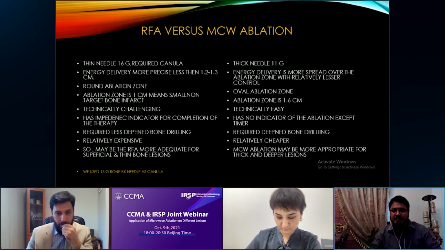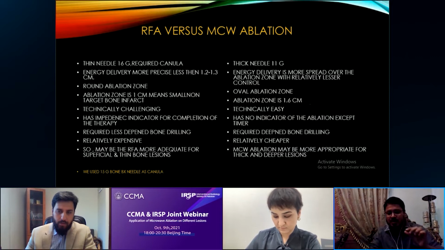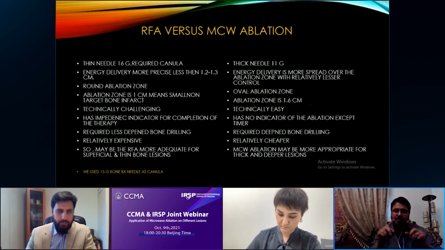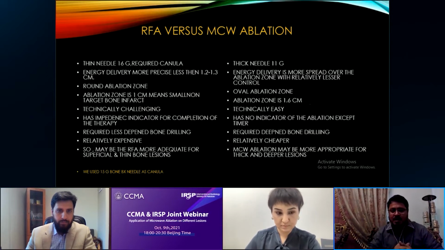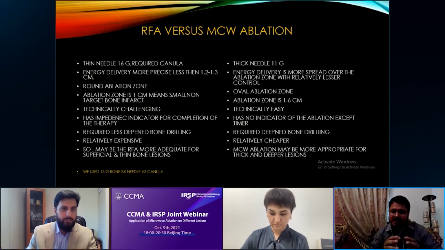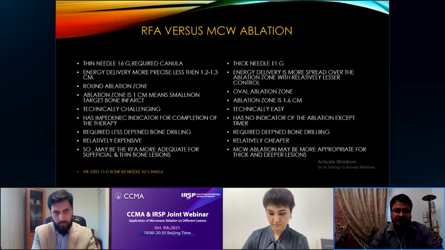Technically, RFA is more challenging because placing the tip of the needle within the nidus is sometimes very difficult, because many times the nidus is so small, less than 1 centimeter, that the tip touches the bone. And whenever in RFA the tip of the needle touches the bone, the whole electrical circuit deteriorates, and the ablation is stopped. This is rarely seen in microwave ablation, where we just have to place the needle adequately and it's done. So technically, microwave ablation is relatively easier and less time consuming than RFA.